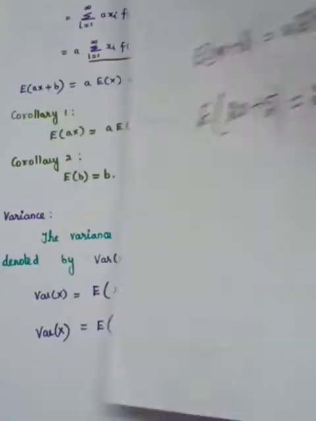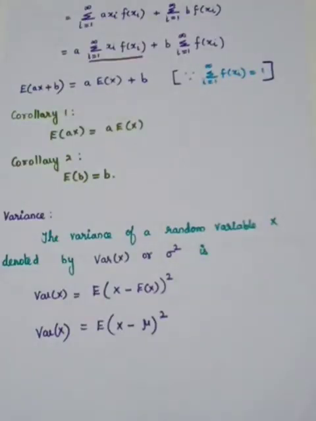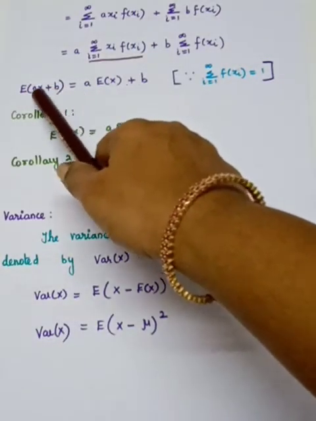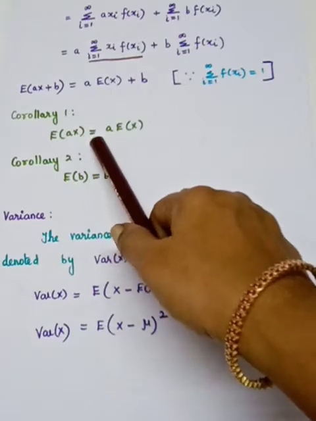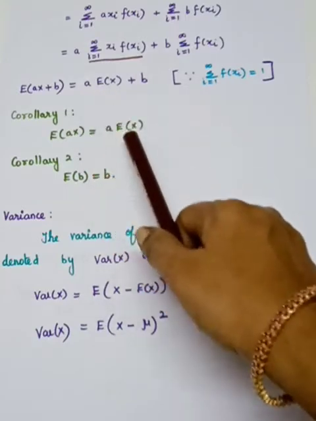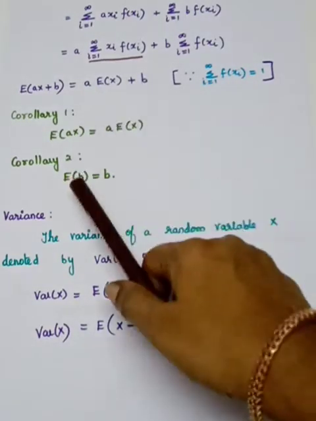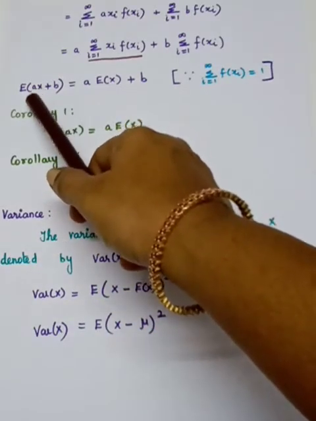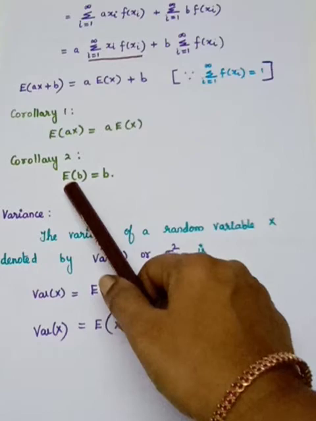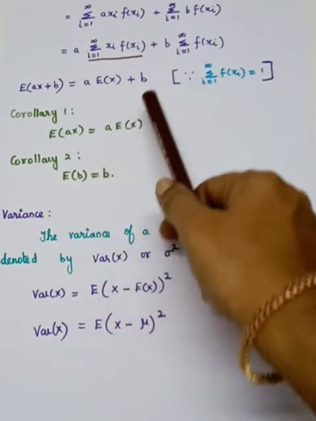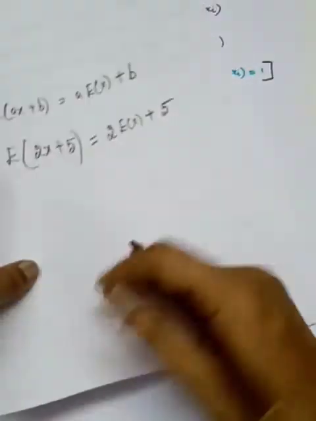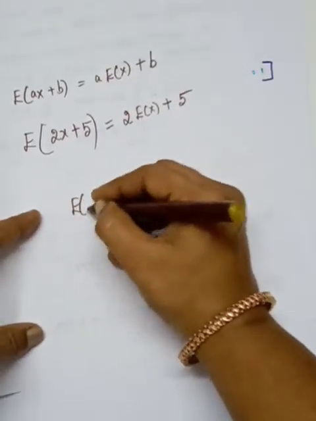So from this you have two corollaries. One is if b is equal to 0, then you are having E of ax, which is equal to a into E of x. The other is if a is equal to 0, that means there is no x term, only a constant. What is E of b? E of b is equal to b. Okay, so E of b, for example, E of 5 is 5.